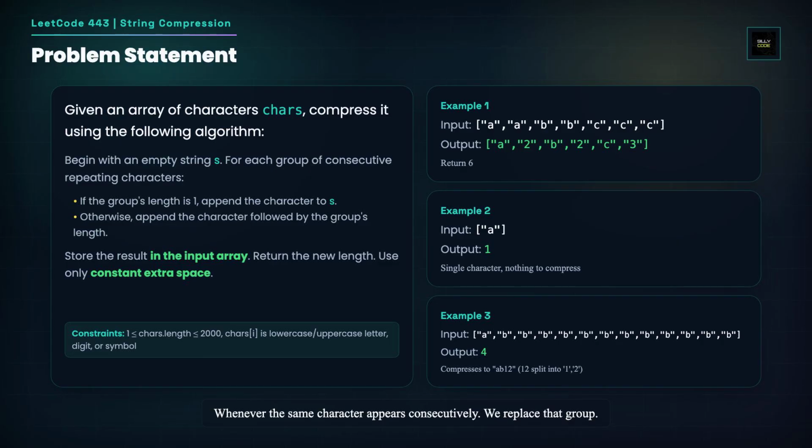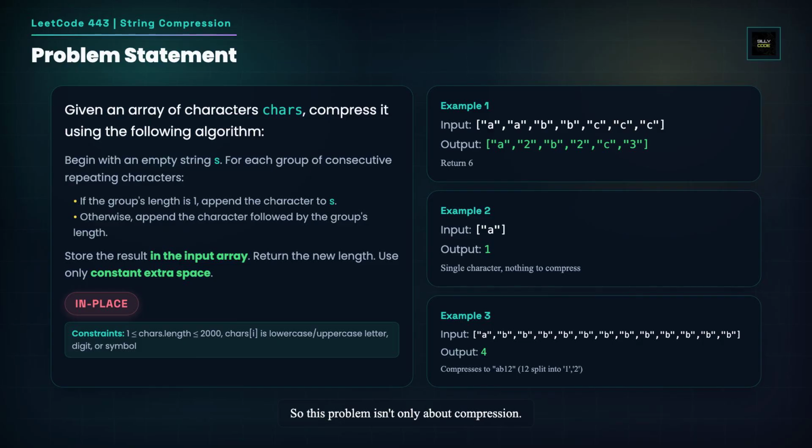Whenever the same character appears consecutively, we replace that group. We replace it with the character, followed by its frequency. If a character appears only once, we simply keep it. Nothing extra is written. Now here's the important part. We're not allowed to create another character array. Everything has to be written back into the same array. Finally, we don't return the compressed array itself. We only return the length of the compressed portion.